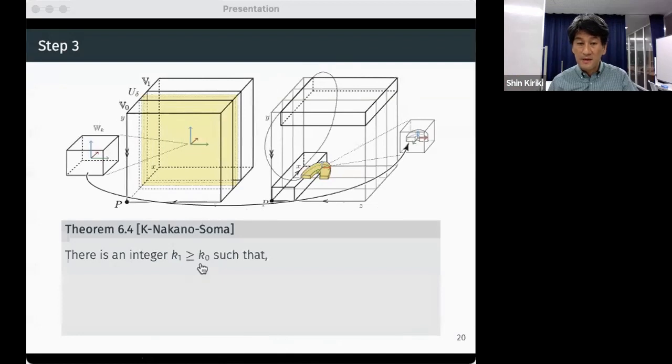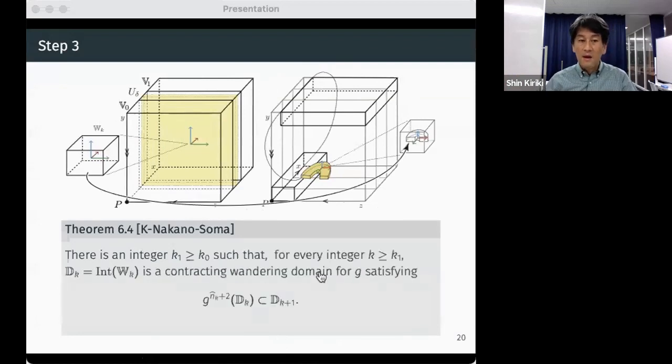There is an integer k1 such that for every integer k at least k1, the interior of the W_k, now denoted by D_k, is a contracting wandering domain for G. We now get a different map G, arbitrarily C1 close to the original map F, which has a contracting wandering domain. Next, we have to control the wandering domain so that it has a historic behavior or has a Dirac physical measure associated with some fixed point.